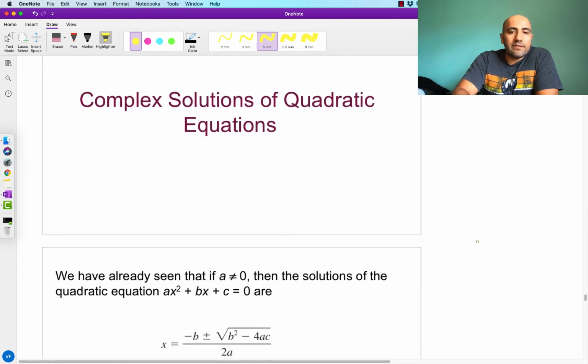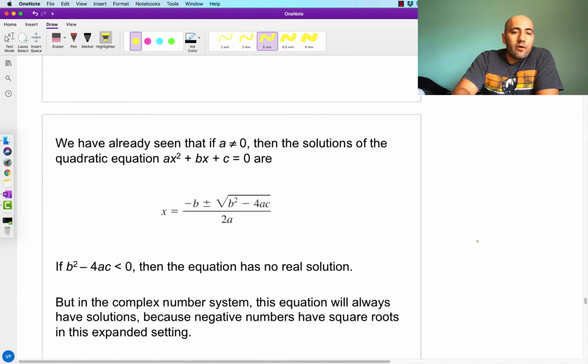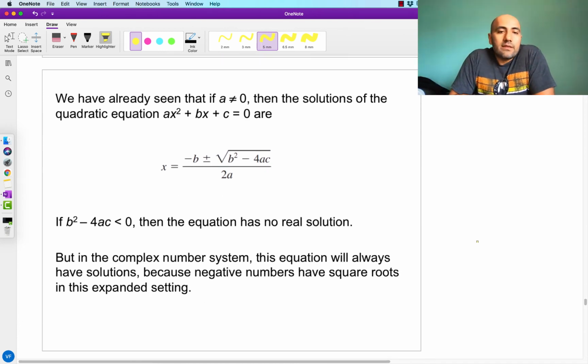So, complex solutions of quadratic equations. We've already seen that if a does not equal 0, then the solution to the quadratic equation ax squared plus bx plus c equals 0 is given by the quadratic formula. Remember, we derived this very painfully by doing the whole complete the square process. And once we found this quadratic formula, we also pointed out that if we focus on the argument inside the root, if this part is negative, then we would end up with an imaginary number.